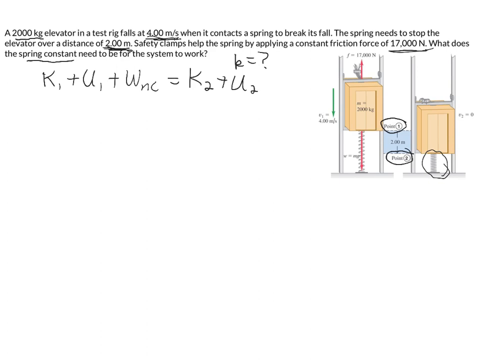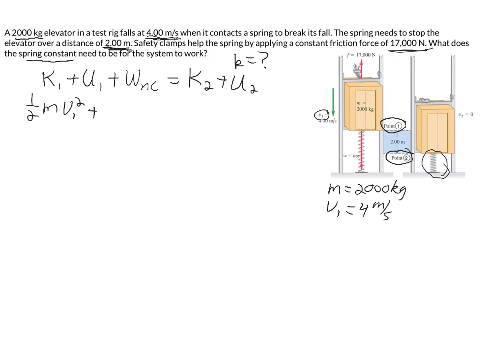Starting with point 1, do we have kinetic energy? Yes, we have a velocity. So we have 1/2 m v1 squared. And let's write down our variables. We know m is equal to 2,000 kilograms, and we know v1 is equal to 4 meters per second.